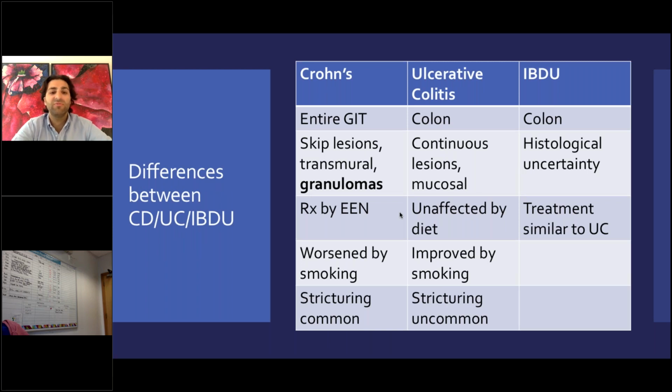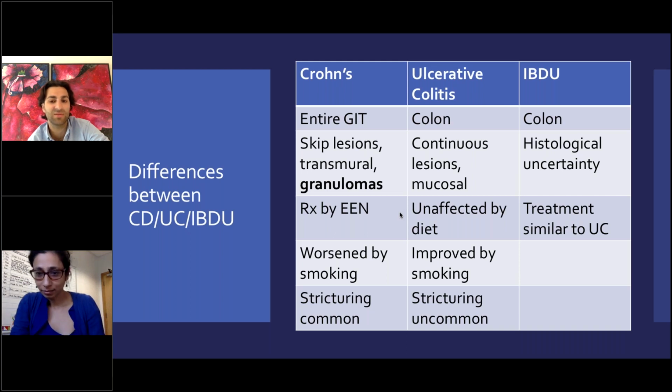I just wanted to go over a few comparisons or differences between Crohn's, colitis and something called IBDU, which used to be called indeterminate colitis, but is now called inflammatory bowel disease unclassified. Crohn's affects the entire gastrointestinal tract from the mouth to the anus, whereas UC only affects the colon. IBDU only affects the colon, and it looks histologically not clear between Crohn's or ulcerative colitis. That's why it's indeterminate. Crohn's disease has skip lesions, it's transmural, and most importantly has granulomas. If there are granulomas on the histology, it's Crohn's disease. Whereas ulcerative colitis shows continuous disease and is confined to the mucosa.